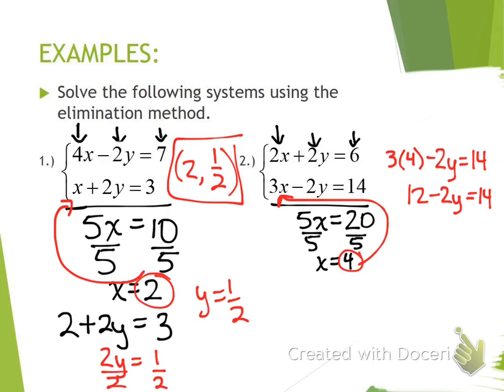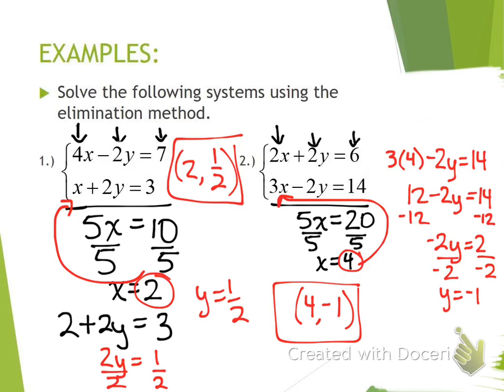And then subtract 12 from both sides. We get negative 2y equals 2, and then divide both sides by negative 2. y equals negative 1. But we have to write our answer as an ordered pair, so it is 4 comma negative 1. That is our answer.